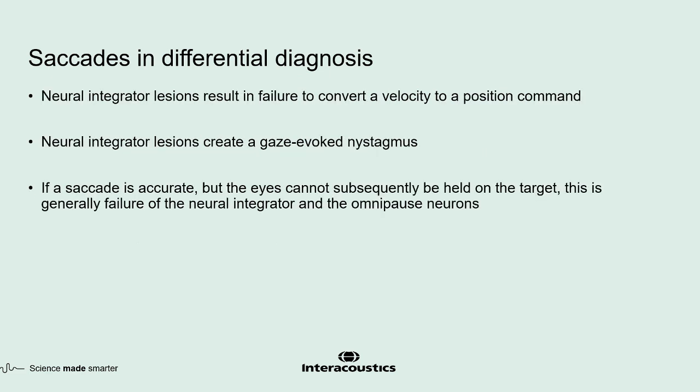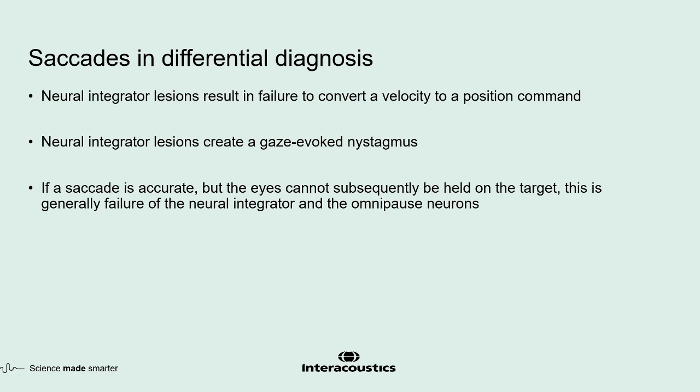Now, neural integrator lesions result in failure to convert a velocity to a position command. So neural integrator lesions generally create gaze-evoked nystagmus. Somebody does a saccade to a target, they hit the target, they hold on the target briefly, and then their eyes start drifting back towards the midline with a fast phase back to the target.